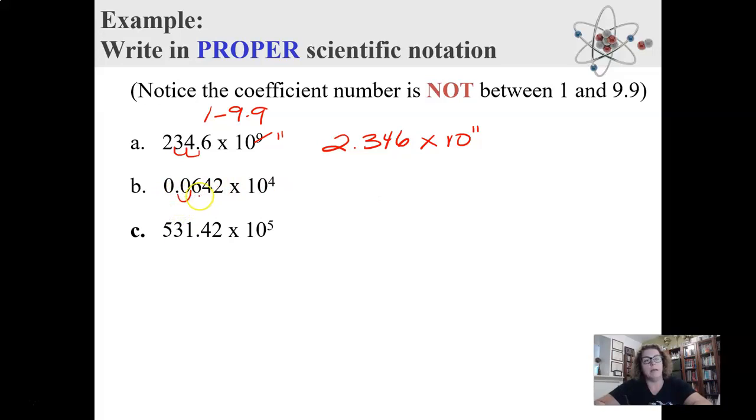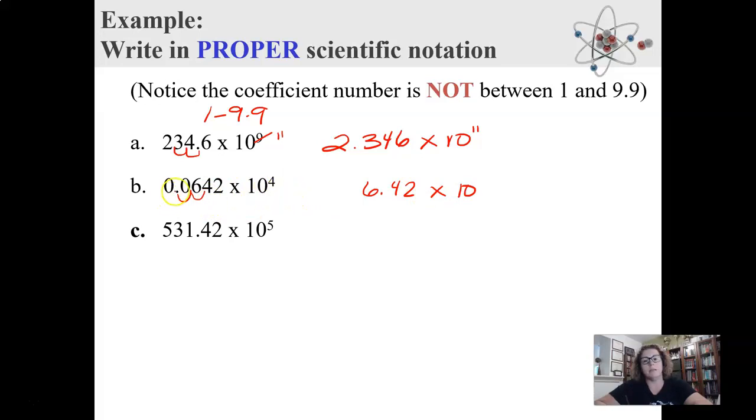Now I know I'm not done because I have 0.6 and I need it to be at least 1. So I'm going to move it one more. So 6.42. So now I have a coefficient between 1 and 9. And then times 10. Now I already had it to the 4th.